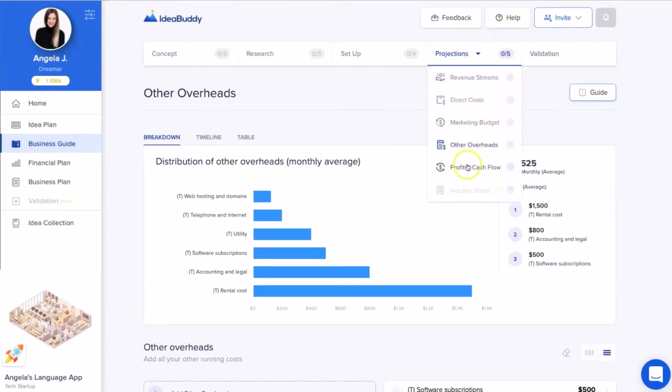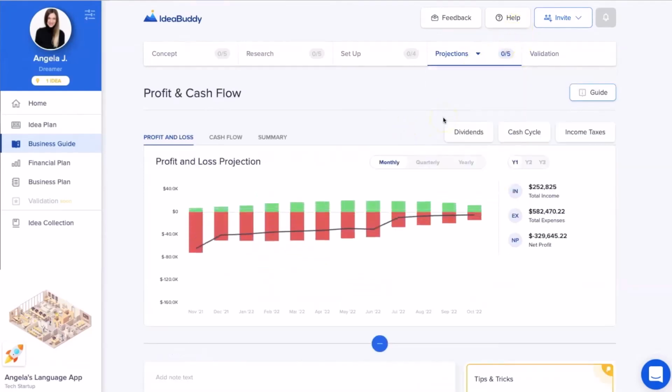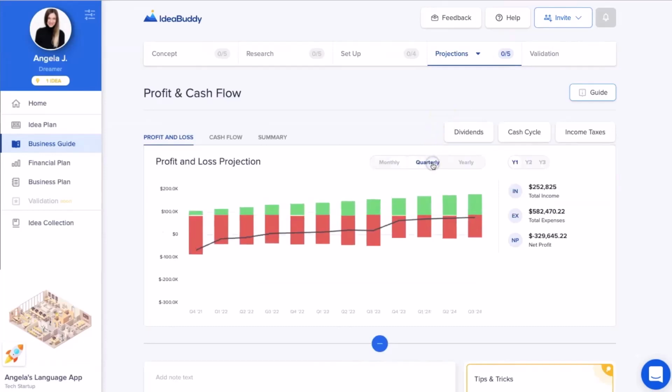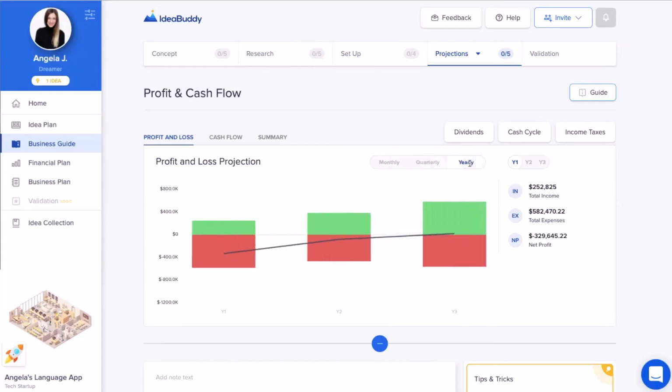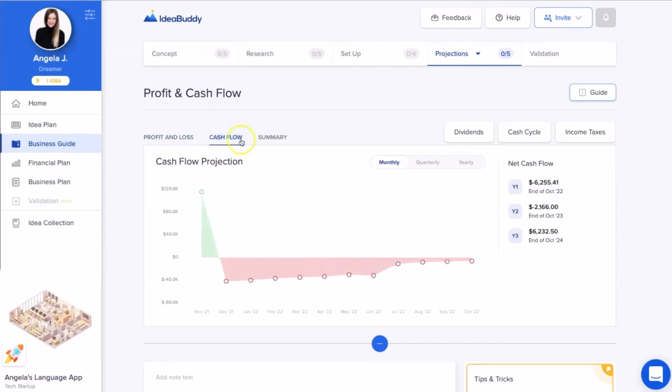Now, here in profit and cash flow in this projections chapter is where it really starts to get exciting. You've added in a lot of information, and you're going to be able to tell if your business is going to be viable or not. You're going to look at your profit and loss report. You could look at your cash flow. You can look at a detailed summary of it all, and you can add in all little details that you need to here.